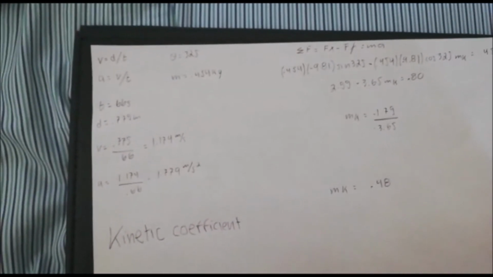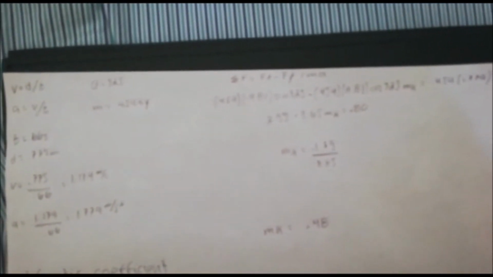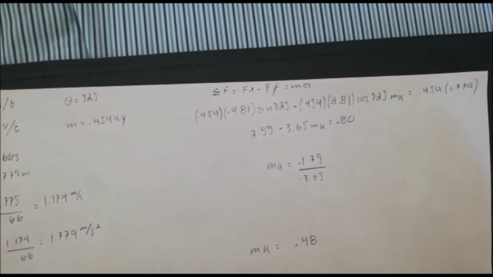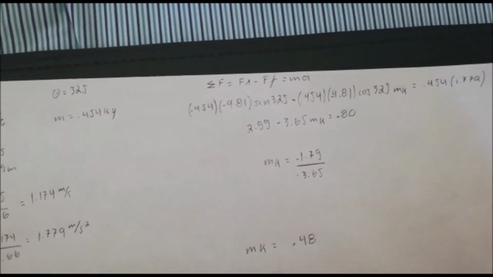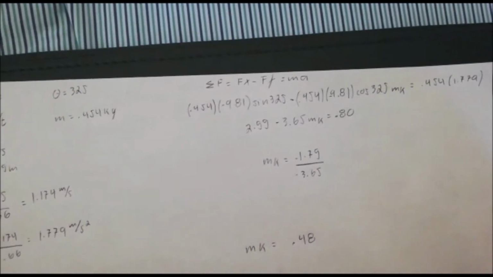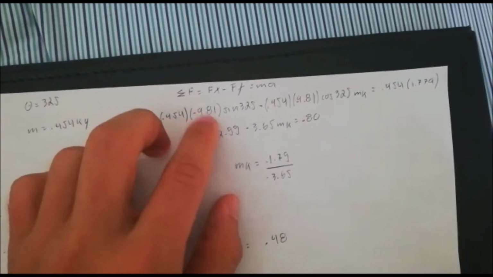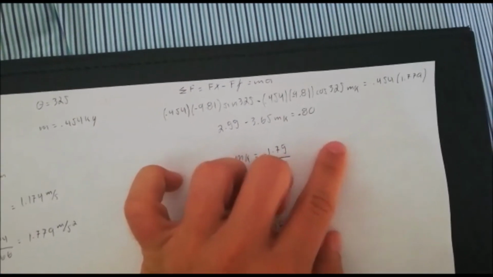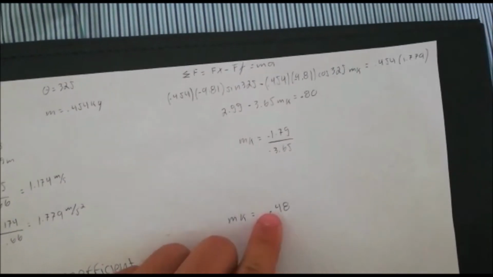So now we're going to get the kinetic coefficient. For that we need the acceleration, that it's over here, and the formula we use for the static, but now it's going to be equalized to mass times acceleration because it will be moving. So now we input our values over here, we get these numbers for finally having the coefficient of 0.48.